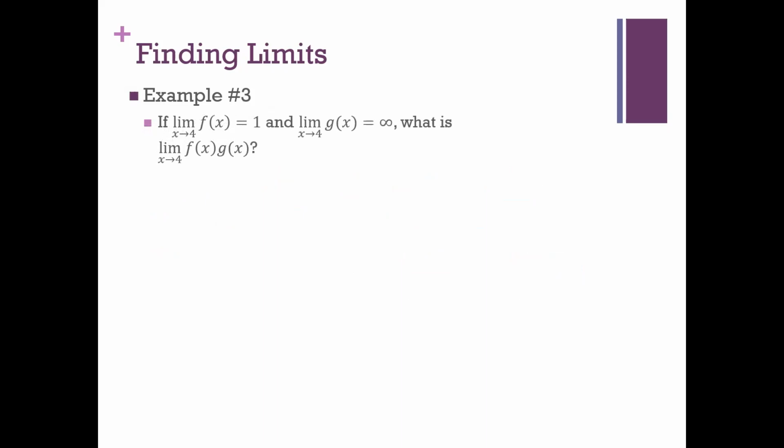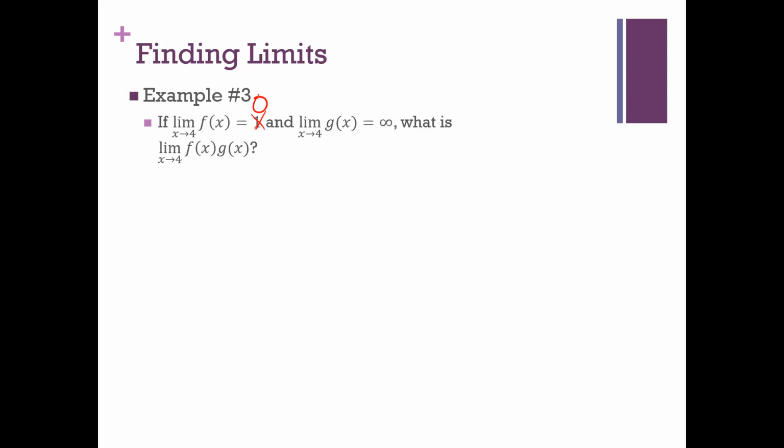So I'm giving you the limit as x approaches 4 of f of x is 1. Actually, this makes no sense. I meant for this to happen. This limit is 0, and the limit as x approaches 4 of g of x is infinity. What is the limit as x approaches 4 of f of x g of x? Yeah, I got a lot of votes for 0. Any votes for anything else? I got one vote for does not exist.